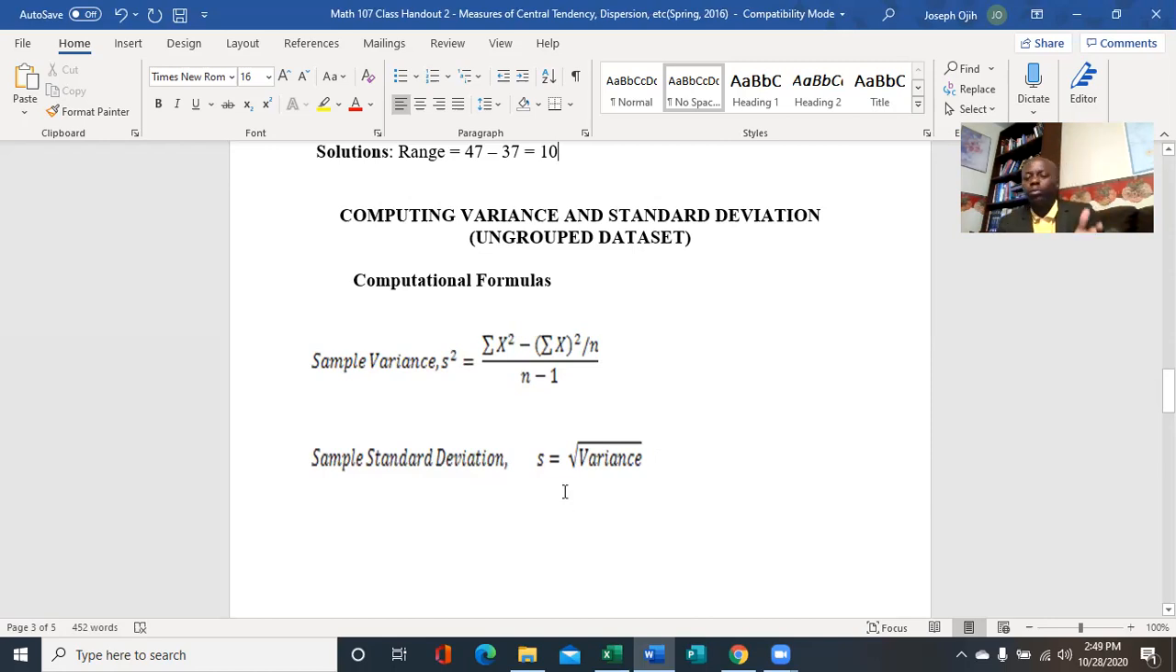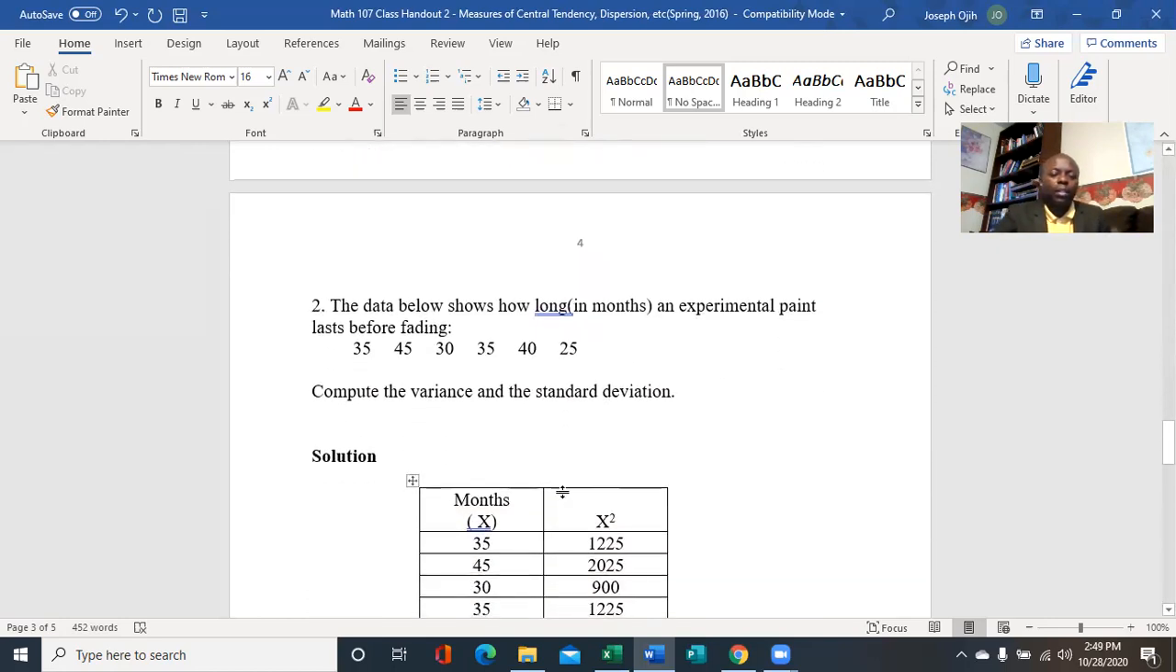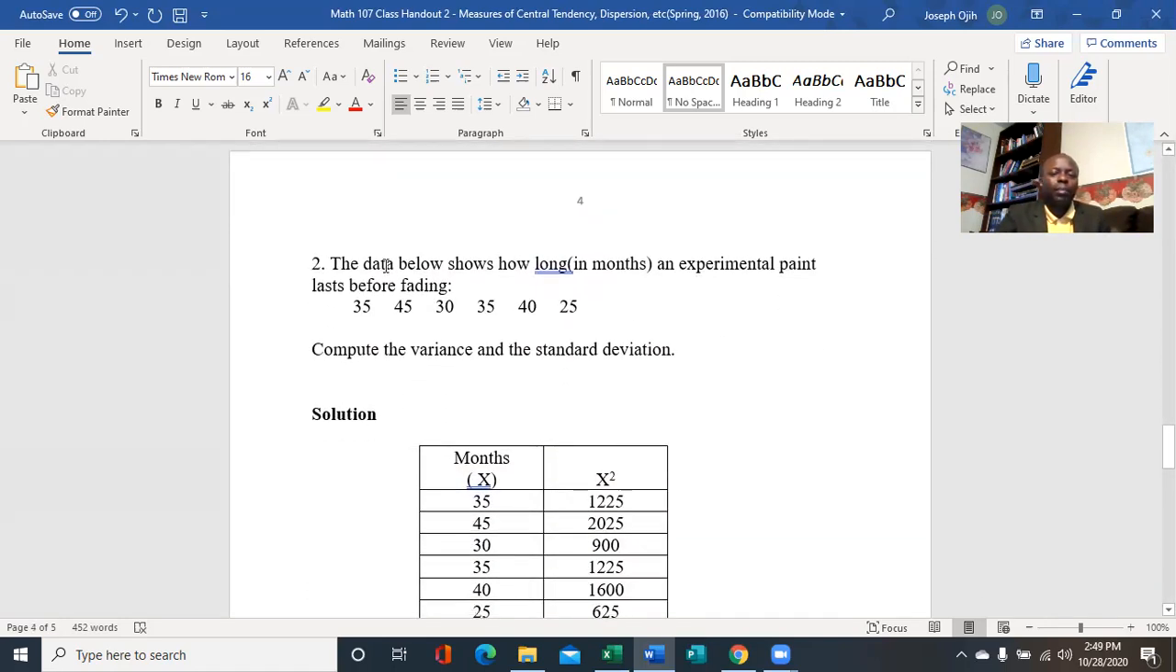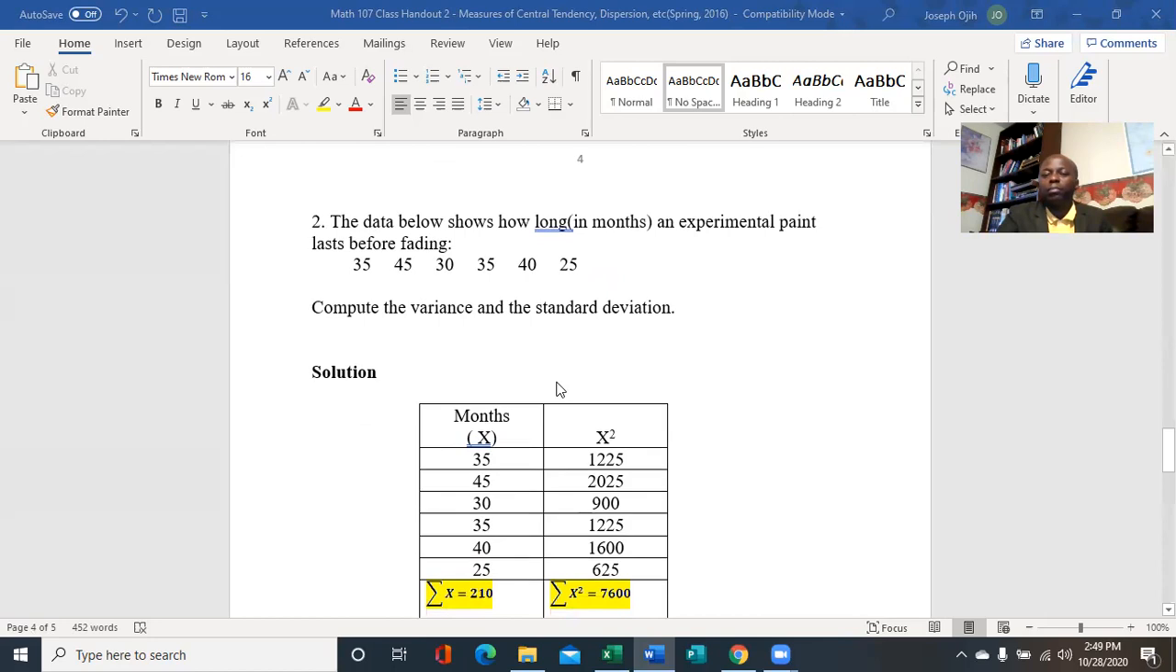Now, when you look at this formula, they look like monsters, but they are not. I tell my students that all the time. They may look like monsters, but they are actually easy to use, as I'm going to show you in a few minutes. Look at this example here. It says the data below shows how long, in months, an experimental paint lasts before fading. Compute the variance and standard deviation.